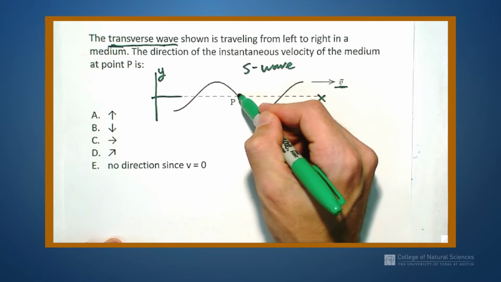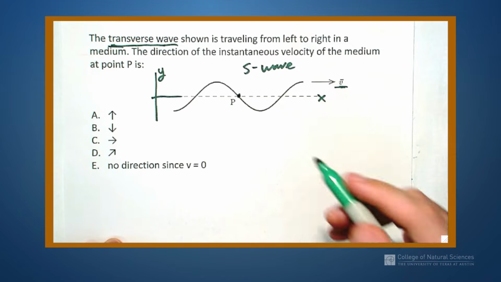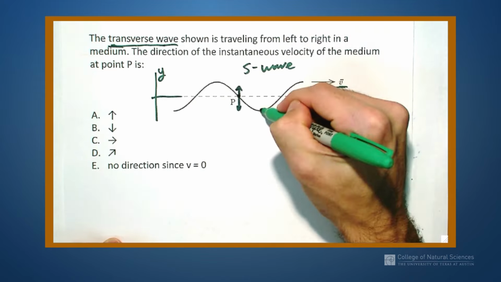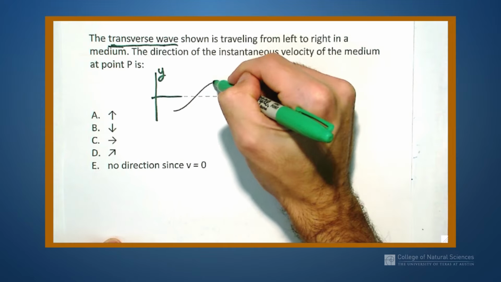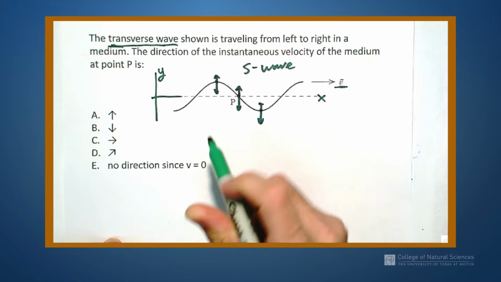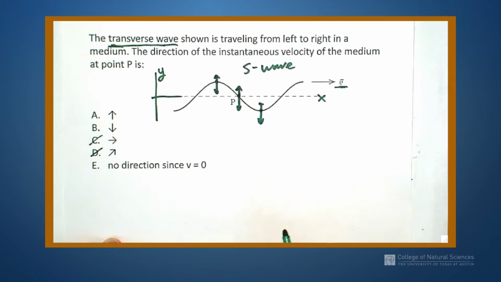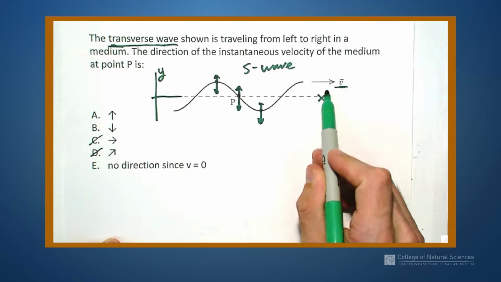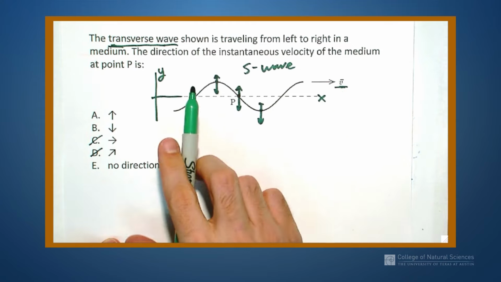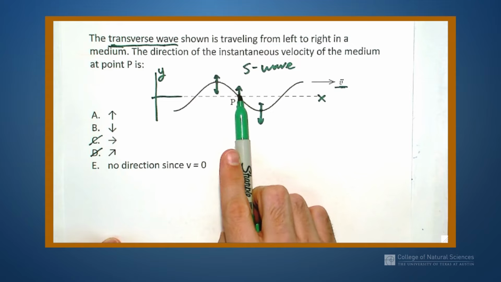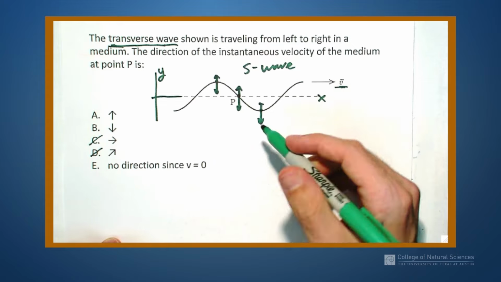And really what's happening is that this point right here, because it's a transverse wave, is only allowed to go up and down. These points right here are only allowed to go up and down. So we have to ask ourselves, are we going up or down in this case? So I can eliminate forward or up and forward because there is no forward direction. The velocity is forward, but that's where it looks like this peak is traveling. It's not where the actual points are traveling.